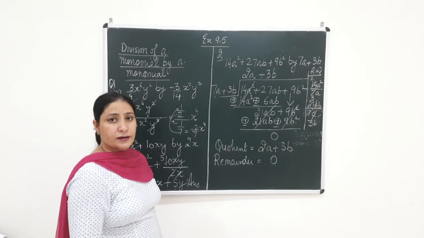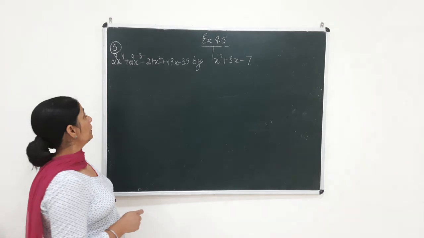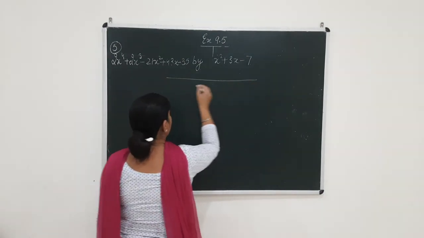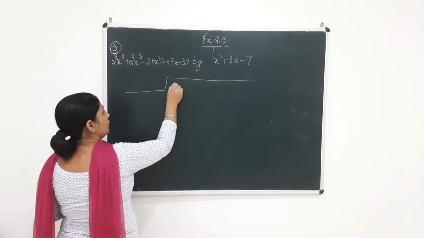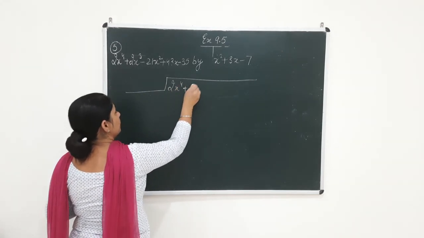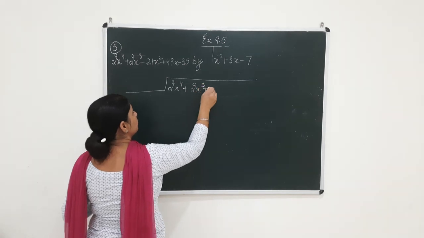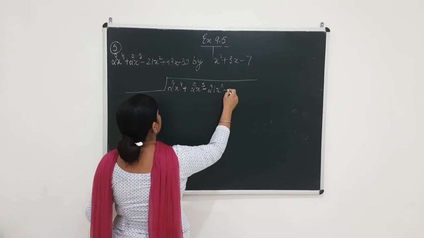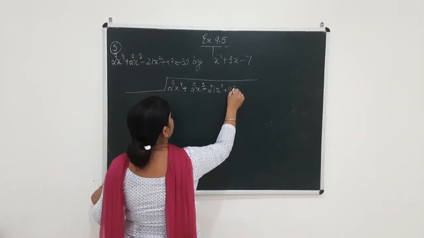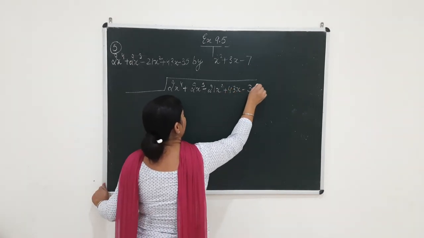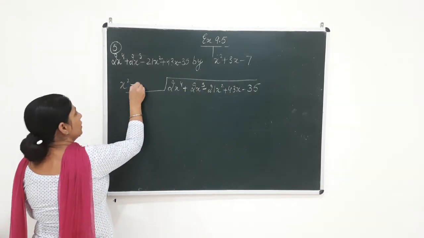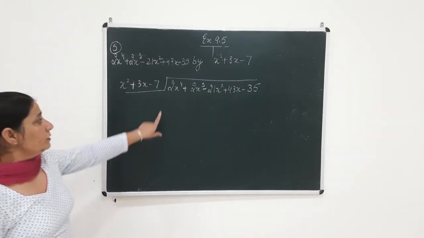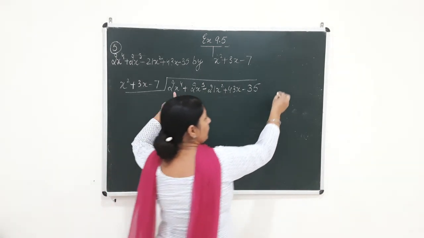Clear? Now we will take another question. So beta, I am taking the fifth part now. This is my dividend. So as we already know, we have to write the dividend like this: 2x power 4 plus 2x cube minus 21x square plus 43x minus 35, and I am dividing it with x square plus 3x minus 7. So beta, what is the first term of the dividend? That is 2x power 4.